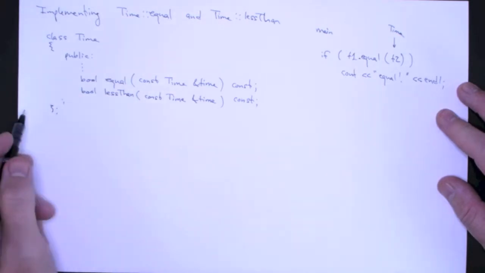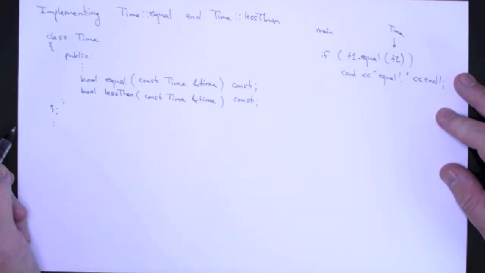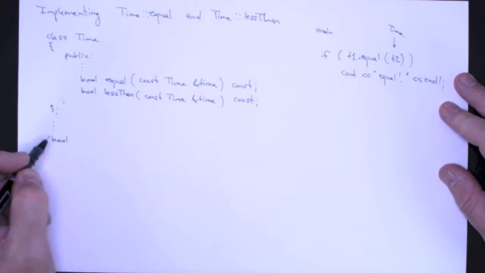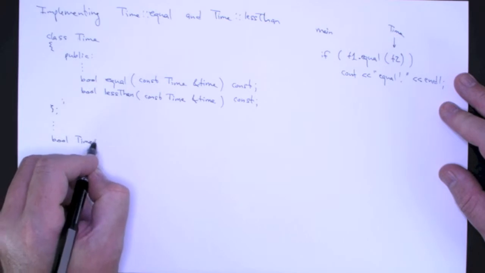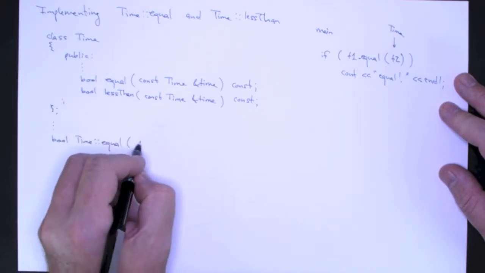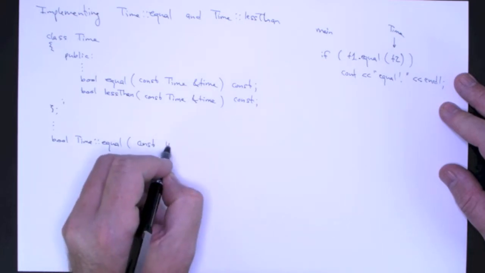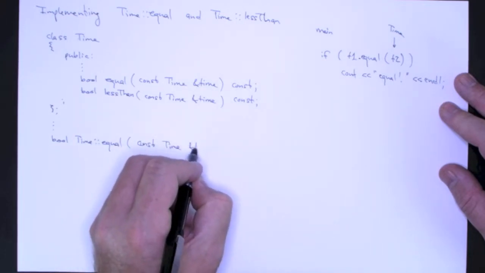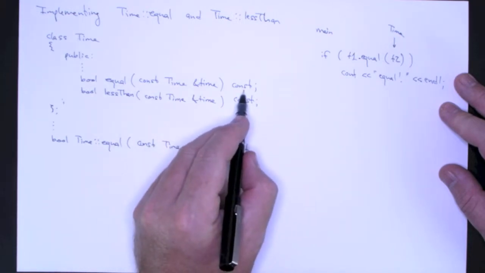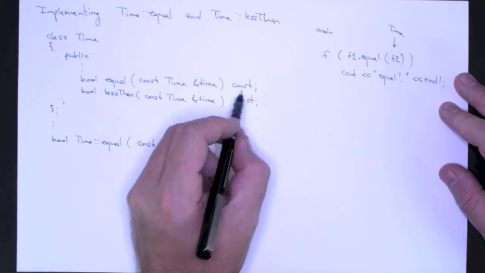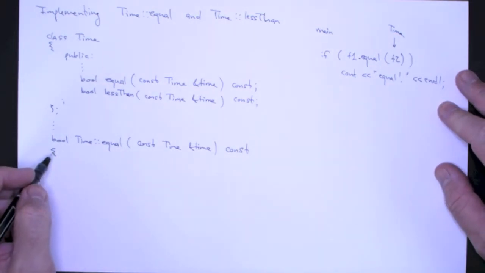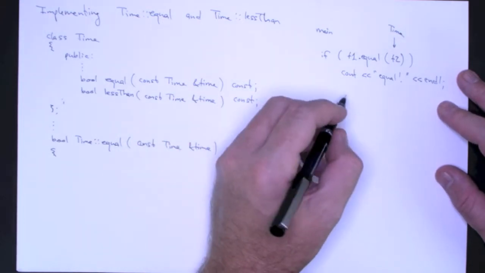So now let's look at the implementations of these methods. In my methods, I define it to return bool. It's a method of the time class. It's called equal, and then I have my parameter. And don't forget that you have to repeat the constant keyword in the implementation and in the definition. So how do I know if two time objects are equal?